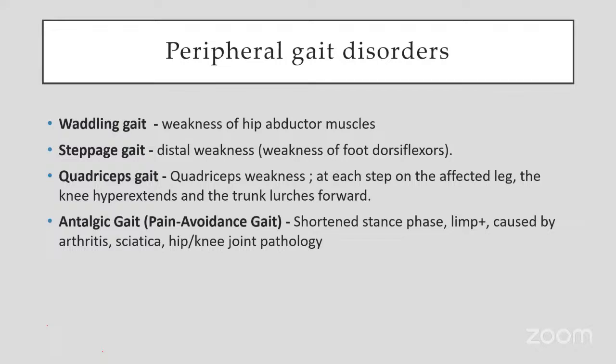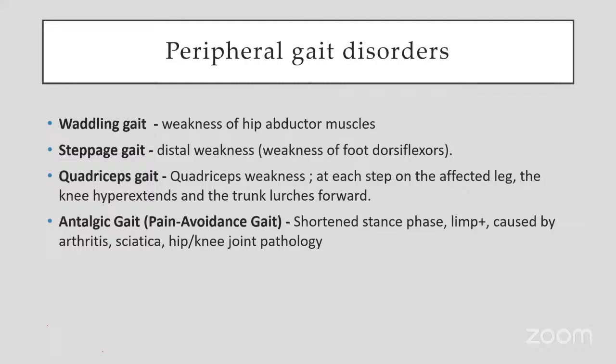Steppage gait is seen in distal weakness, that is mostly the weakness of foot dorsiflexors. Quadriceps gait is seen in quadriceps weakness. At each step on the affected leg, the knee hyperextends and the trunk lurches forward. And this gait has a higher chance of falling while climbing or going down stairs due to buckling of the knee.